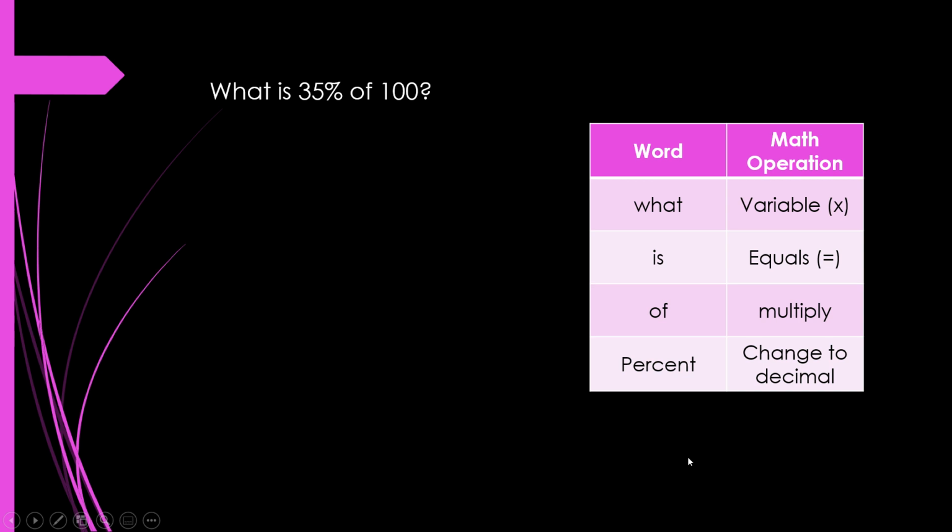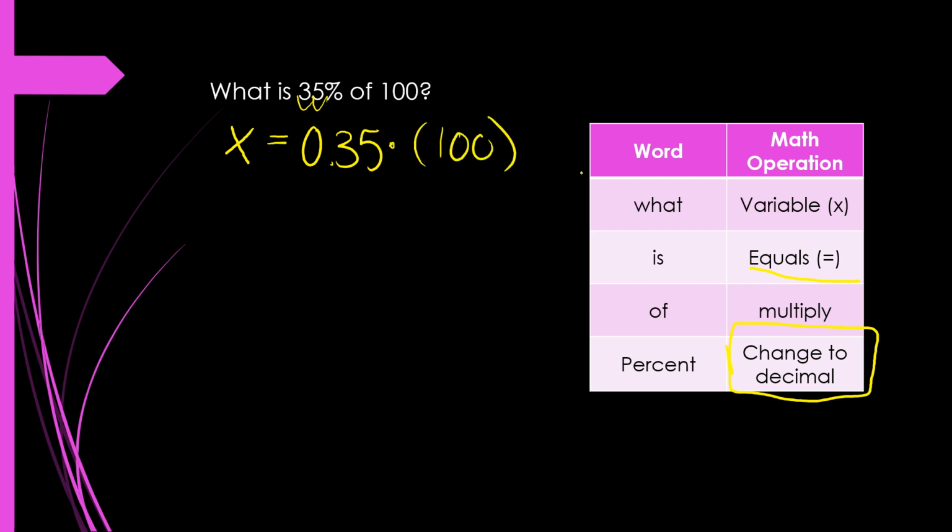Now, this chart tells you what each of these words means, so you could write an equation from this sentence. Notice how what is a variable, so anytime I see what, I'm writing a variable. So what? X. Is my equal sign, right? So in place of is, I'm writing an equal sign. Here I have a percent. It tells me to change my percent to a decimal. So again, I'm moving it 2 places. So I have 0.35. Of is multiply, so I'm multiplying by 100. Okay, so numbers stay the same unless it's a percent, which changes to a decimal.